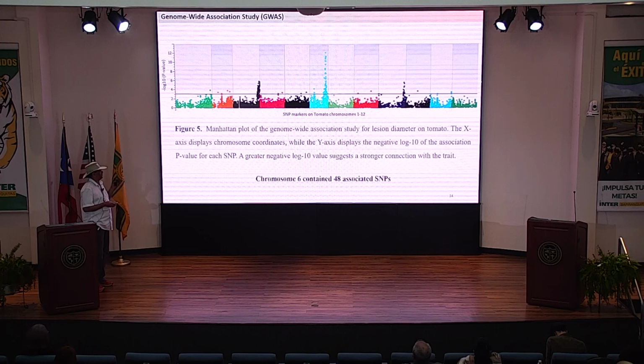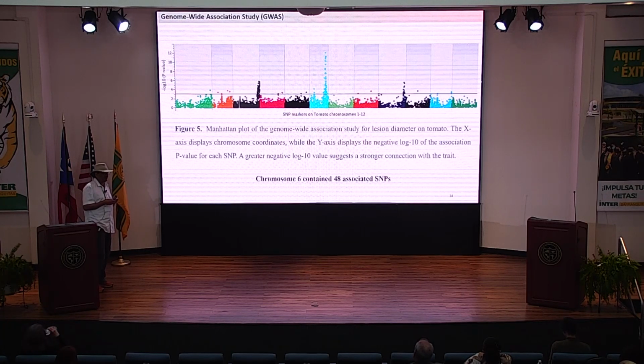We can validate those QTLs by doing another study, a genome-wide association study, recruiting several other collections, worldwide collections we can use, and then identify these peaks. So here is a particular locus that has an allele that can contribute to resistance. So this is another method.